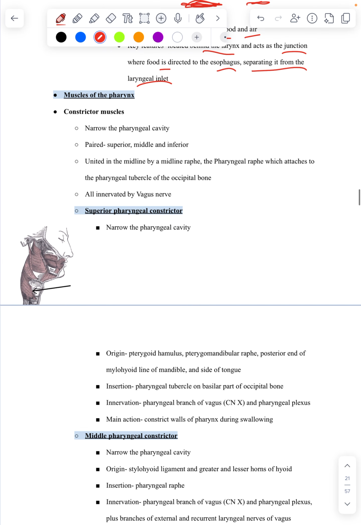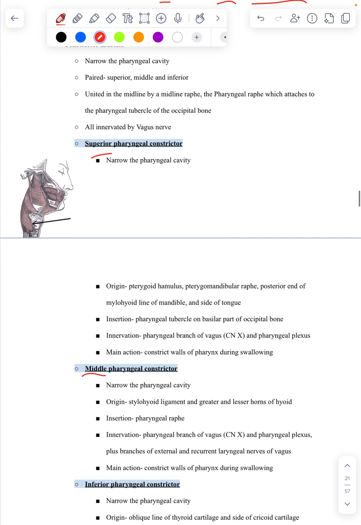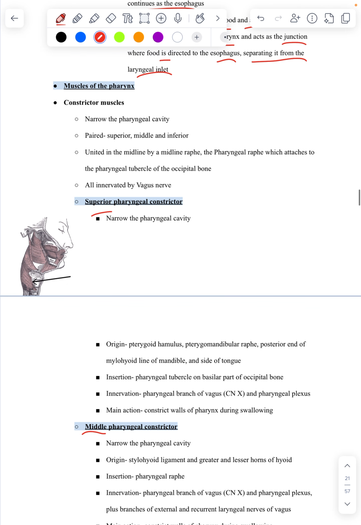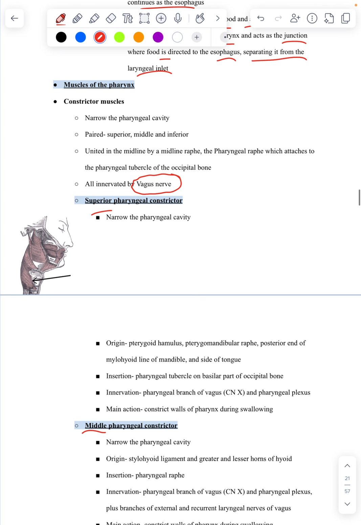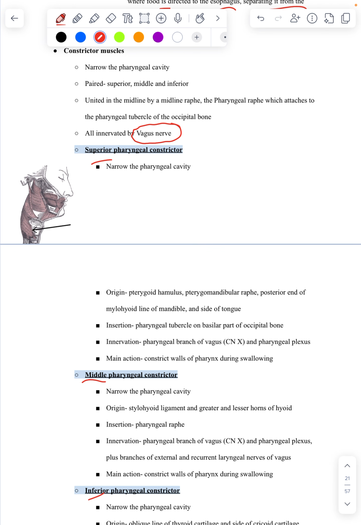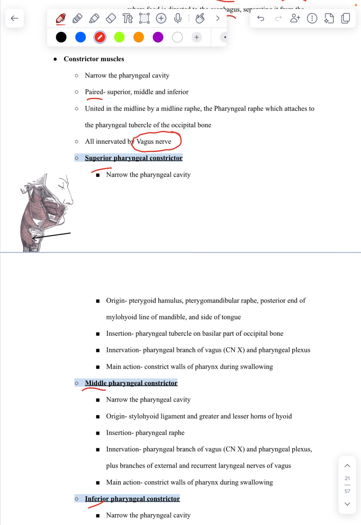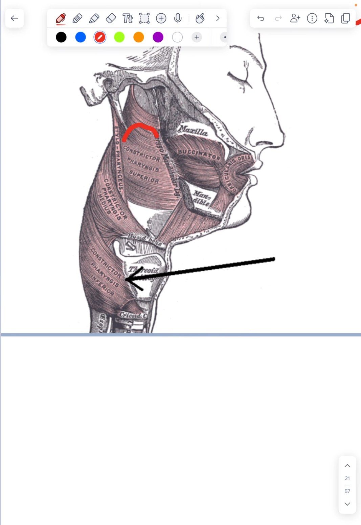So now, muscles of the pharynx. We have constrictors. You have a superior pharyngeal constrictor, a middle pharyngeal constrictor, and an inferior pharyngeal constrictor. All are innervated by the vagus nerve. So that's important. Now, what's nice is they also have similar actions. So if we go down, or let's read this first. They're paired. So you have two superiors, two middles, two inferiors, one on each side. You can kind of see them here. Superior constrictor, middle constrictor, inferior constrictor.